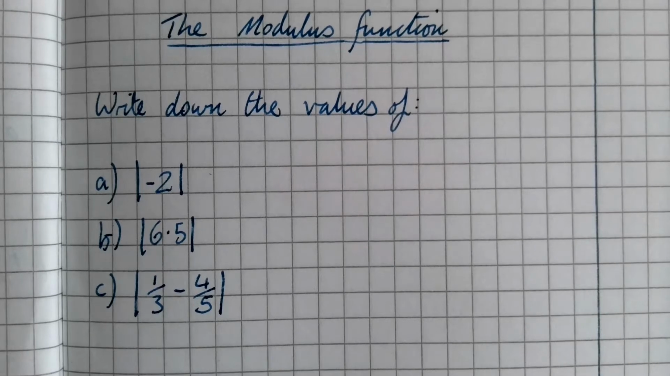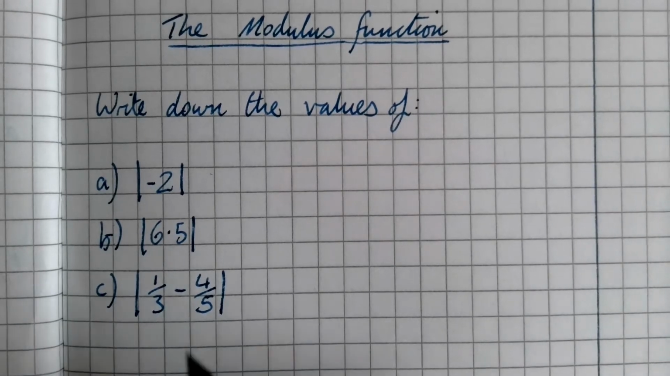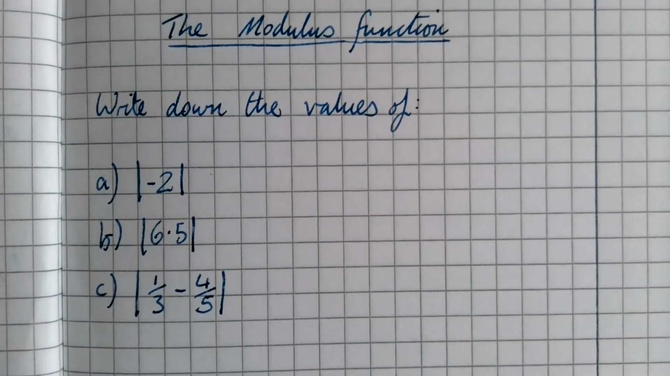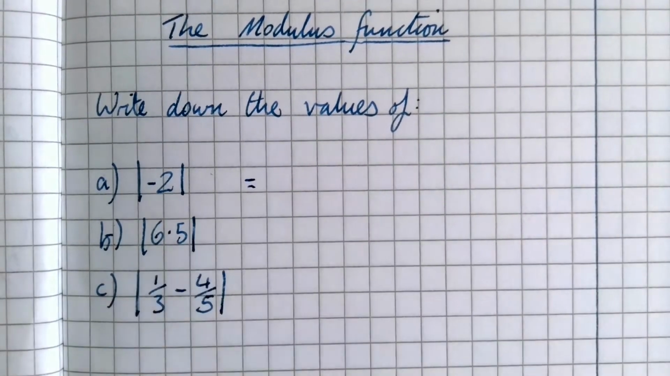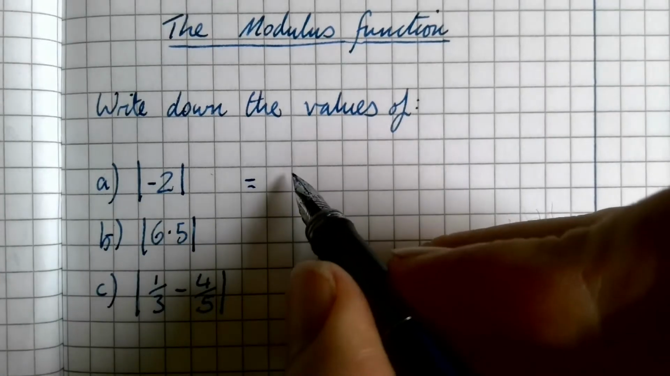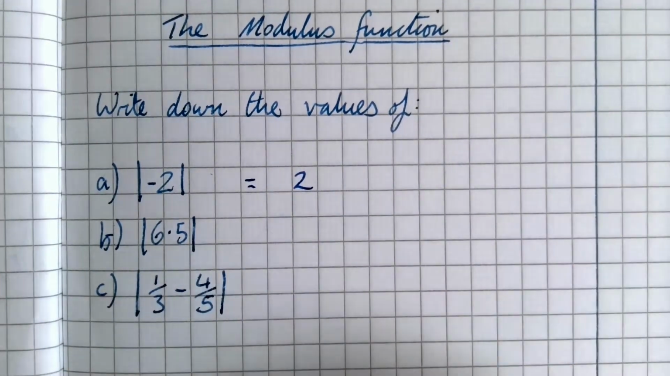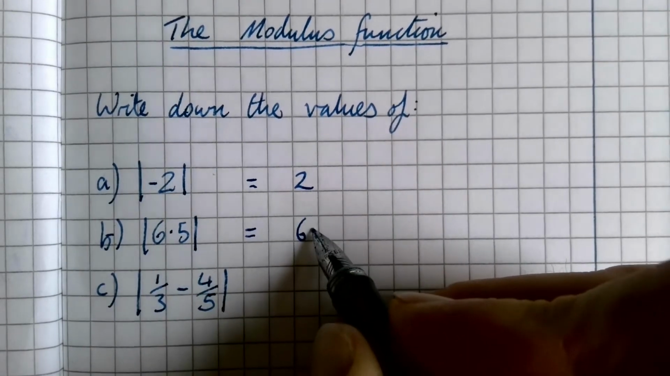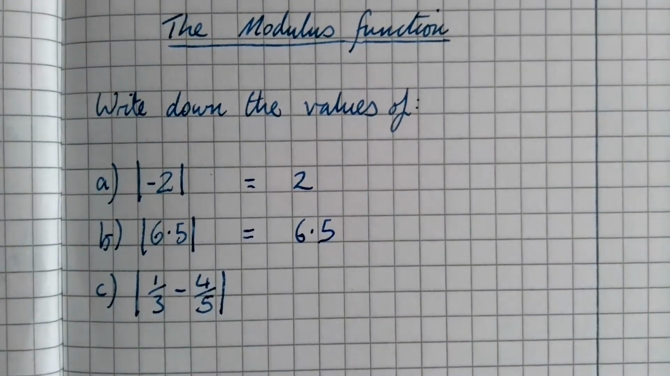Right, so this is what we're looking at first of all. Just like a magnitude thing, a modulus, with these two straight lines either side. So write those down, have a little guess of what you think it might be, and then have a go. Remember, negatives just become irrelevant, it's just the size of the number. So -2 just becomes 2. 6.5 is already a positive number, so that stays as 6.5.